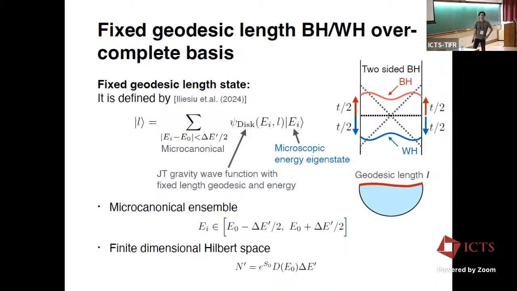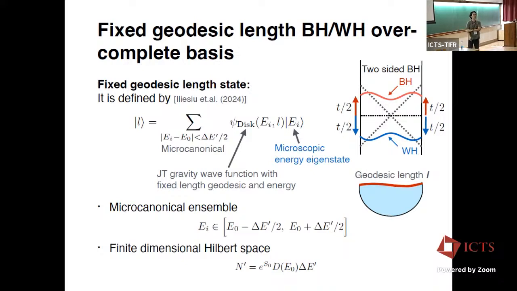So let us take a closer look at this state. This state is some superposition of the energy eigenstates of a microscopic Hamiltonian at the boundary. And I'm considering the microcanonical ensemble. And the coefficient.